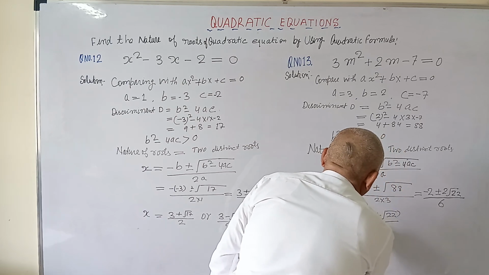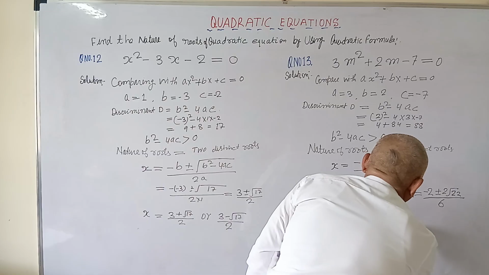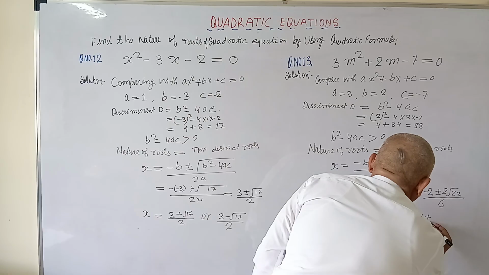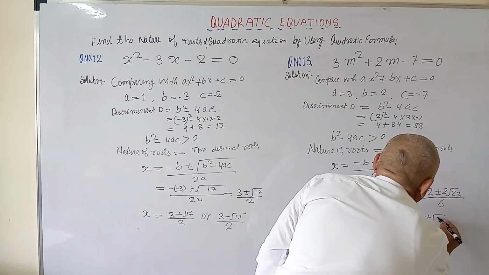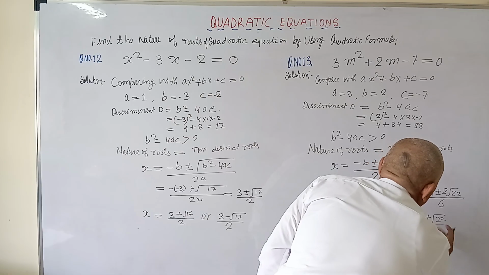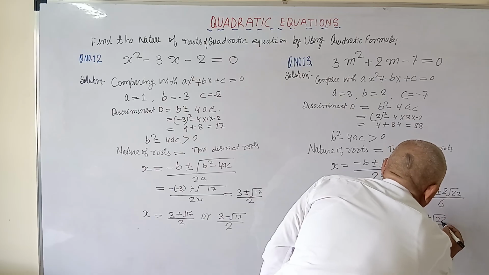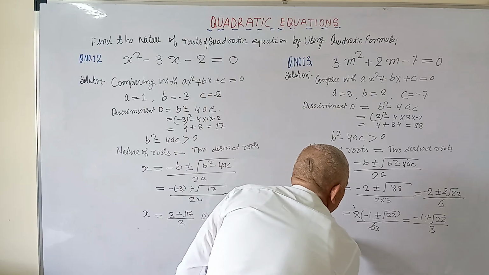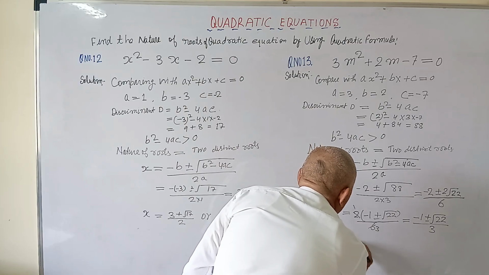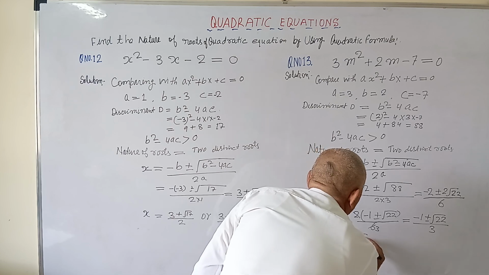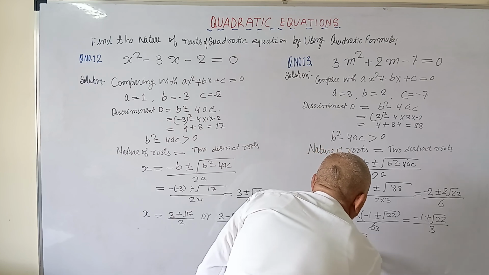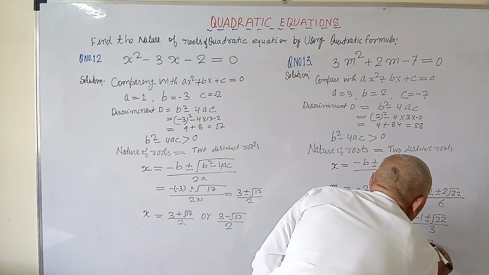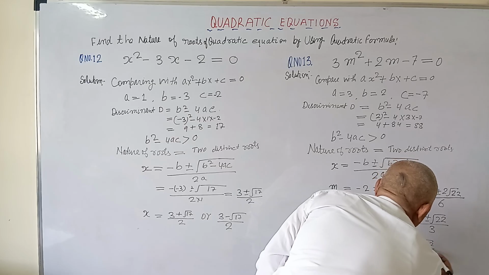So 2 ones are 2, 2 threes are 6. So this becomes minus 1 plus minus under root 22 by 3. So the value of m will be m equals minus 1 plus under root 22 by 3 or minus 1 minus under root 22 by 3.